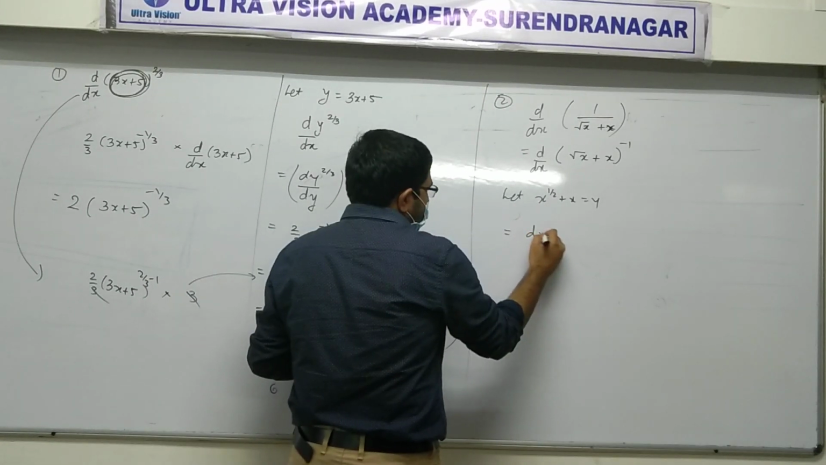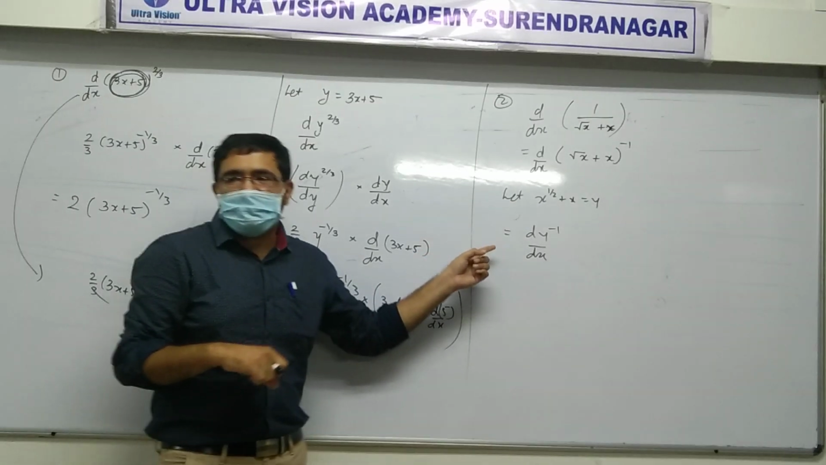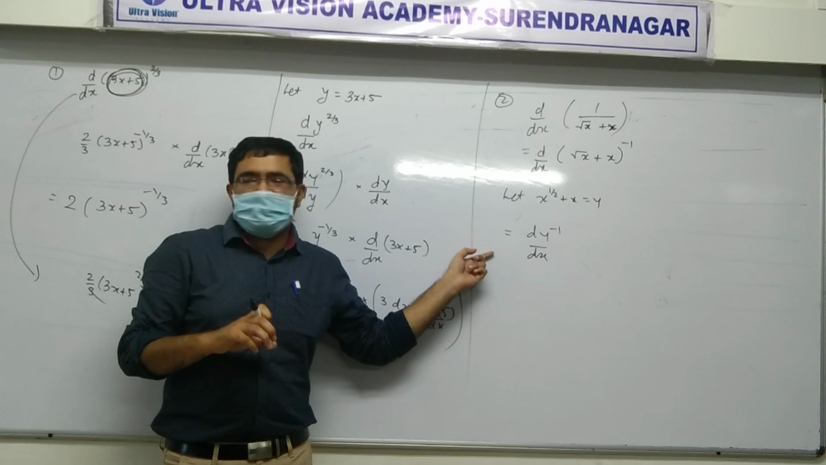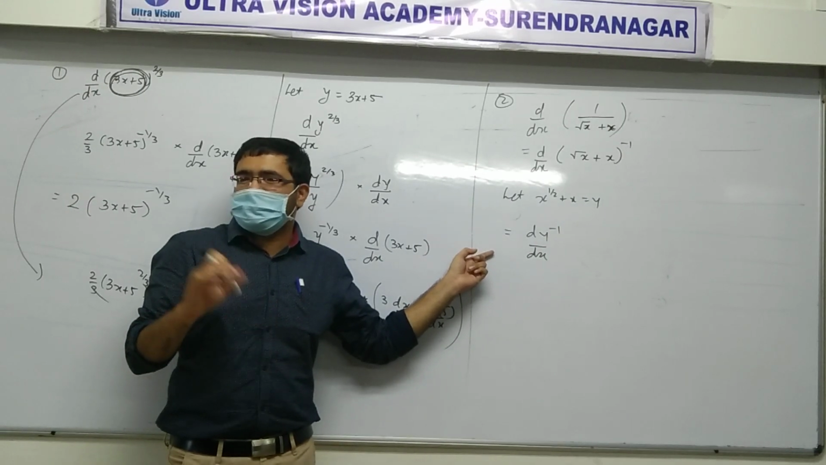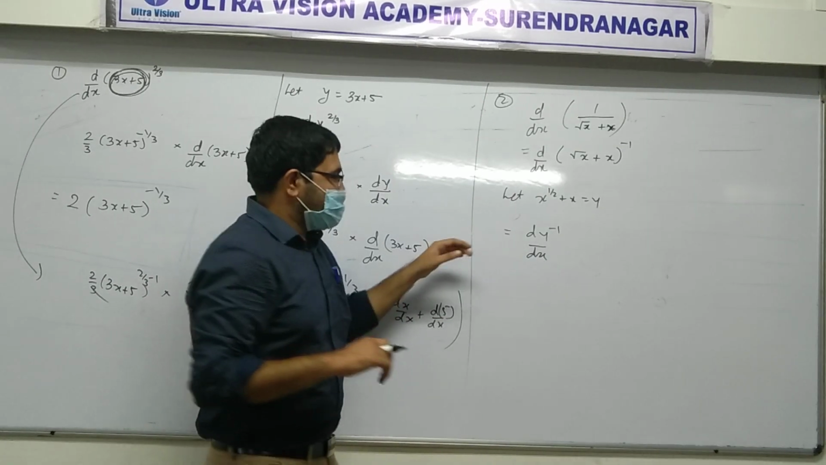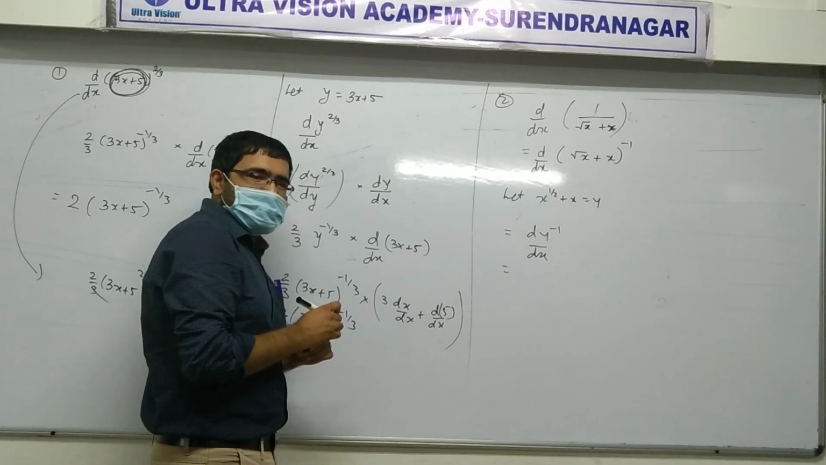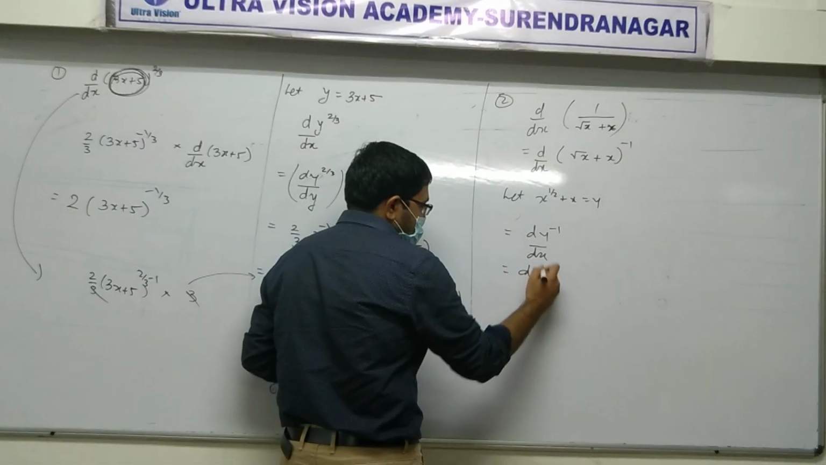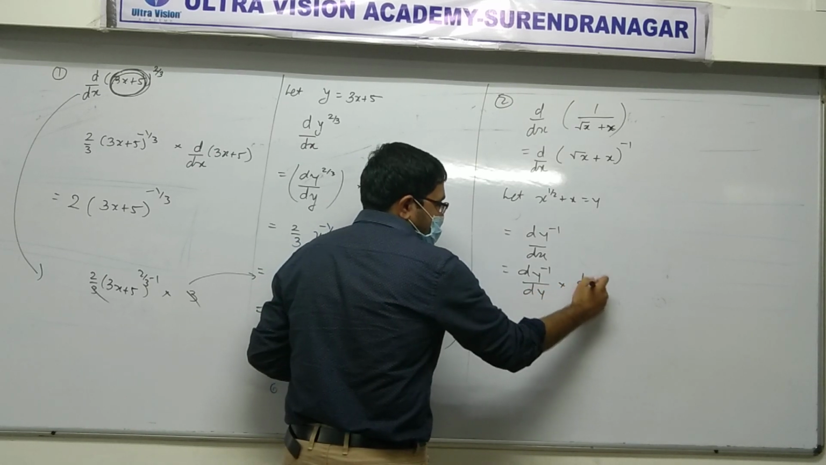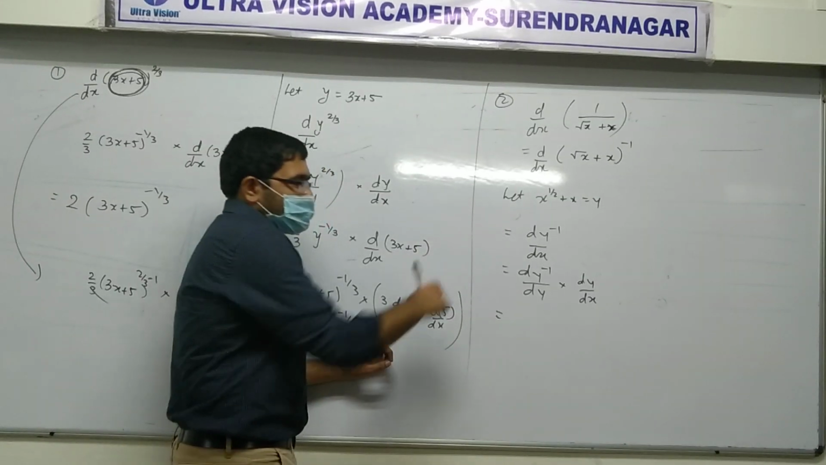Who has done something like this? Raise your hand. Who got something like this? Okay, very good. So you were on the right track. Now what next should we do? Chain rule. Yes. So what should I write? dy raised to minus 1 upon dy, and then multiplied by dy by dx. Okay or not? Alright. So now what's this?